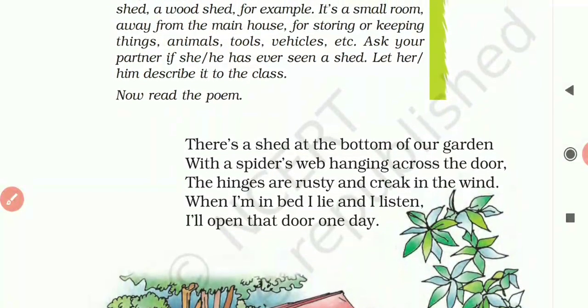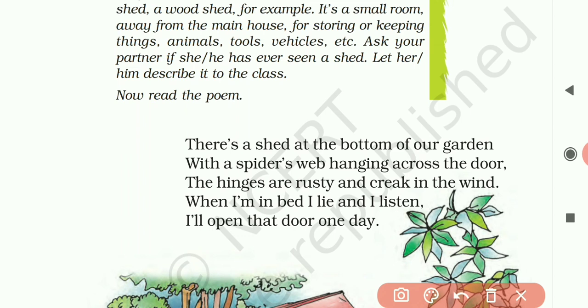The first stanza goes like this: There's a shade at the bottom of our garden, with a spider's web hanging across the door. The hinges are rusty and creak in the wind. When I am in bed, I lie and I listen. I will open that door one day.